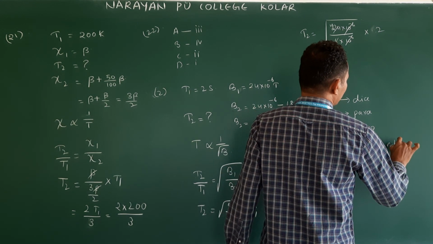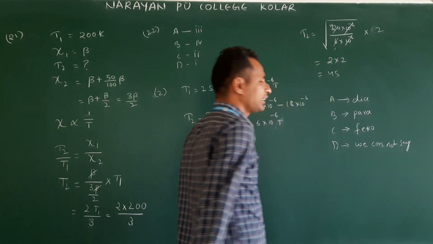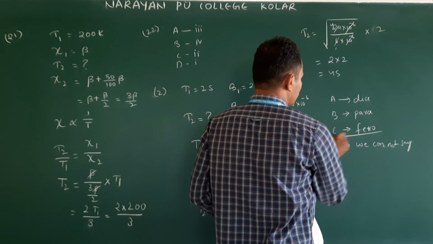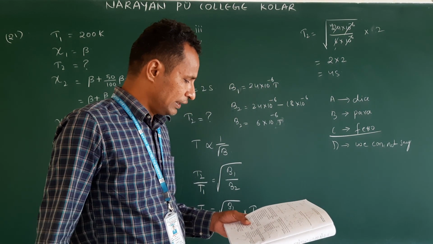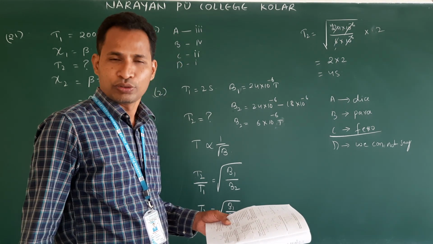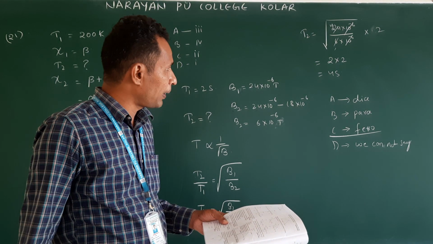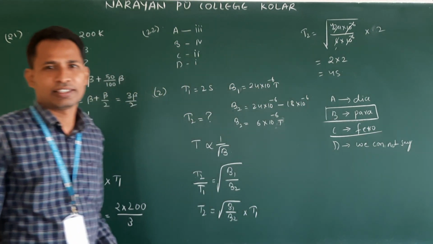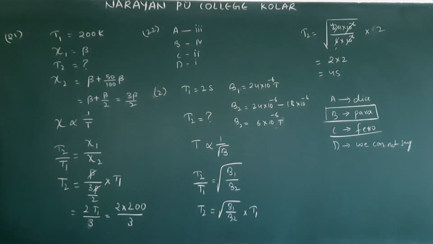We will check the options. C is a diamagnetic material? No. D is a ferromagnetic material? No. A is a non-magnetic material? No. B is a paramagnetic substance. So option B is correct.